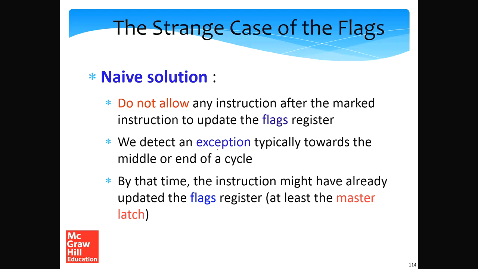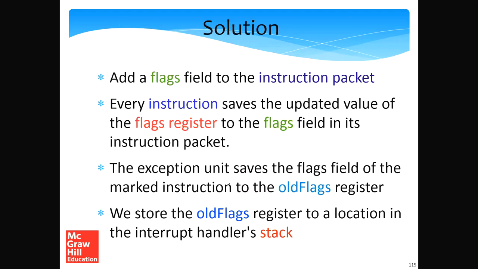The problem is that we detect an interrupt or an exception typically towards the middle or end of a clock cycle. By that time, the instruction might have already updated the flags register, right? Or at least the latch, the master latch or the master-slave flip-flop, if there is one. So this is hard to do. Let's not do this, because we will not know exactly when the flags register is being updated and when it is being restored. So that can be a problem.